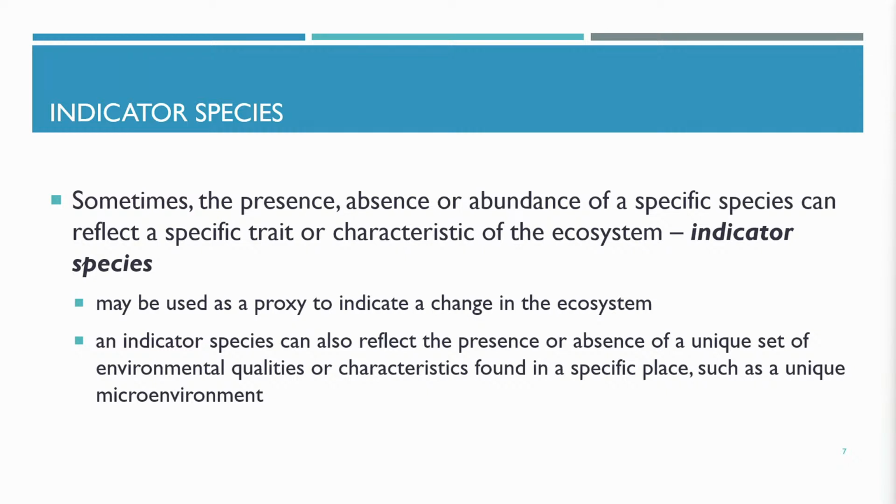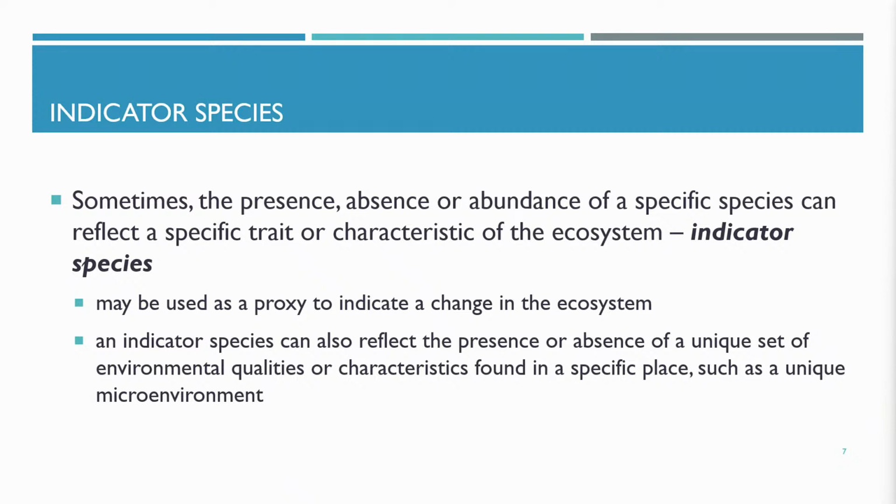All right. So let's talk about indicator species. Sometimes the presence, absence, or abundance of a specific species can reflect a specific trait or characteristic of the ecosystem. So we call that an indicator species. Basically, it's something that can be used as a proxy to indicate a change in the ecosystem. This can reflect the presence or absence of some environmental qualities or characteristics that are normally found in a specific place, such as a unique microenvironment.